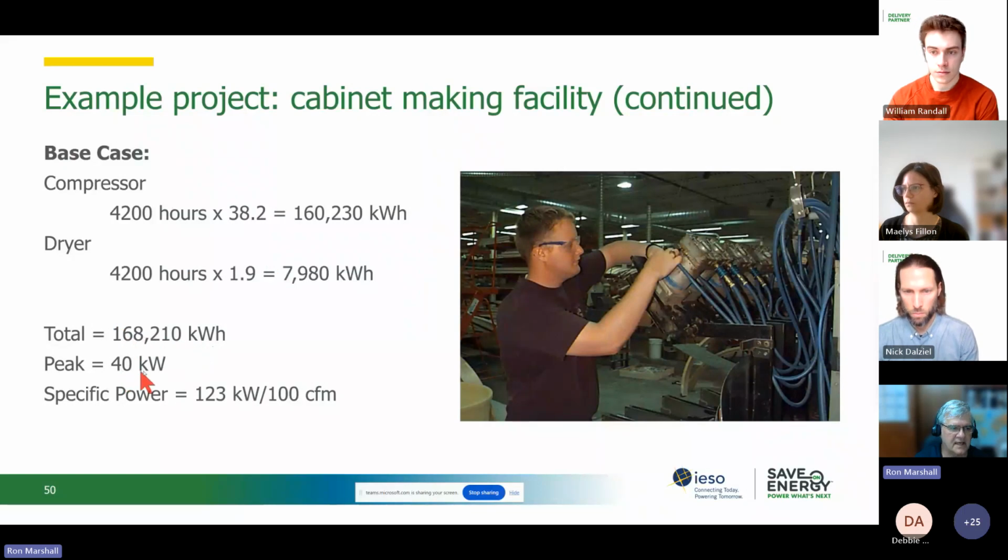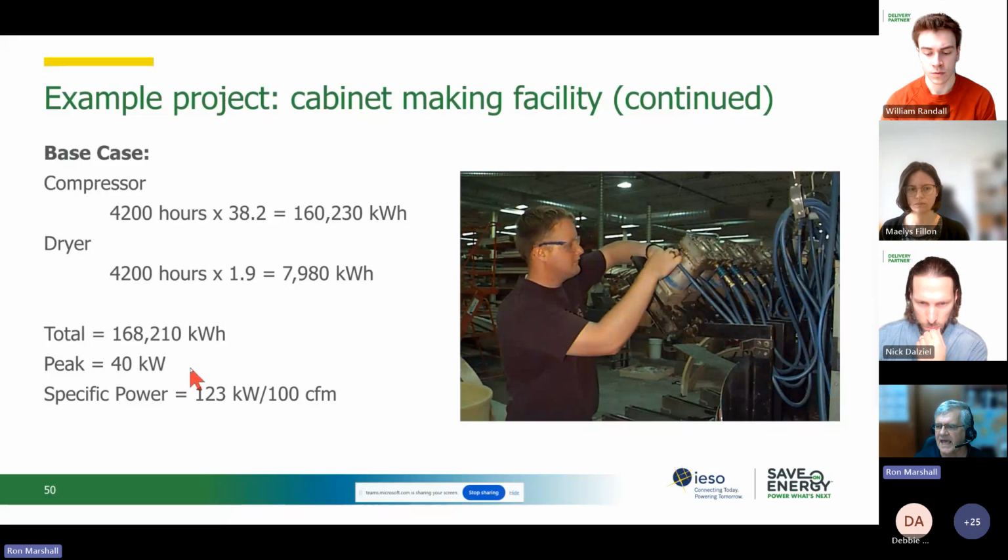168,000. And in this case, this calculation was done in Manitoba, so it mattered to the operating cost what the peak was, because in Manitoba they have a peak and energy component to the electrical bill.